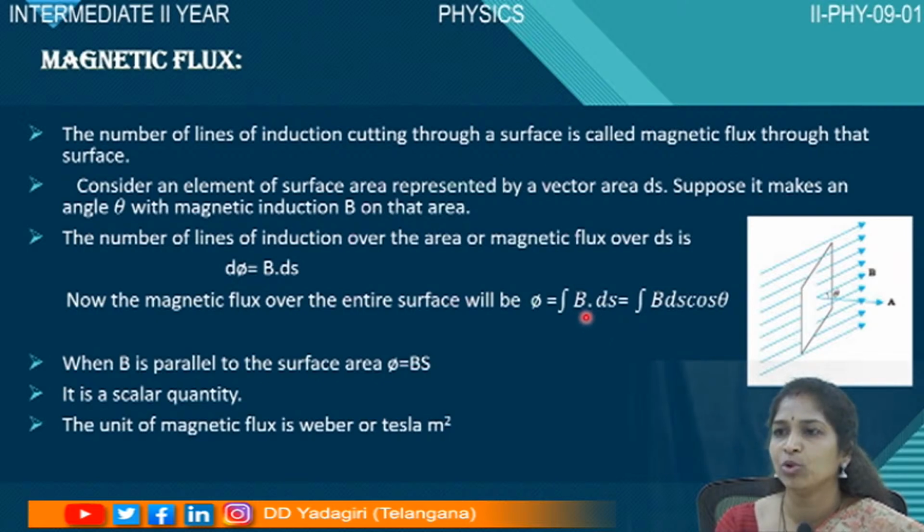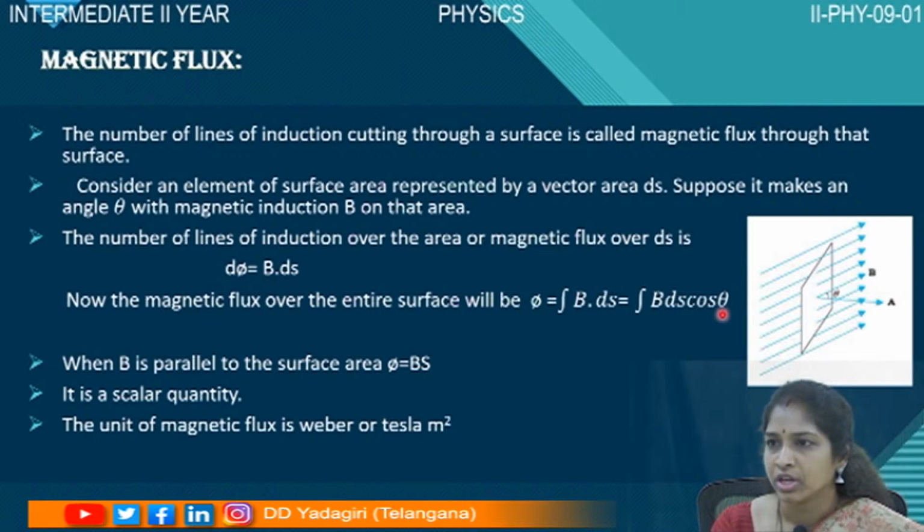If we remove this dot, what will you get? Cos theta. So phi equals integration of B dS cos theta. This is the expression for magnetic flux. The amount of magnetic flux depends on this angle. If theta equals 0, that is, if the normal drawn to the area is parallel to the magnetic field, then theta is 0. If theta is 0, we get cos 0. What is cos 0?